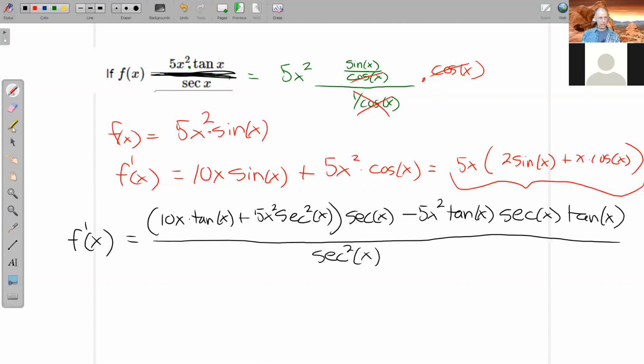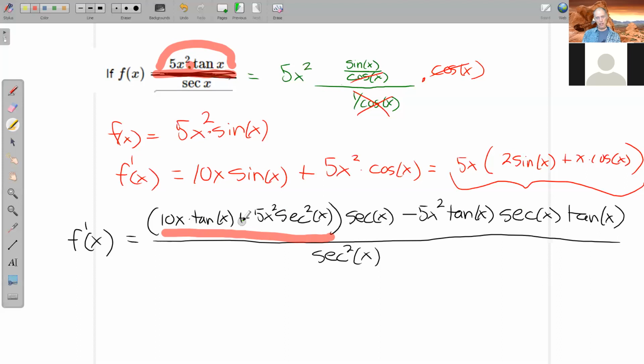Okay, so again, just how did I come up with this here? First, I was thinking about the quotient rule, and the quotient rule says take the derivative of the top. So the derivative of the top requires the product rule. So here's my top right there, and I took the 10x, which is the derivative of 5x squared, times the tangent.